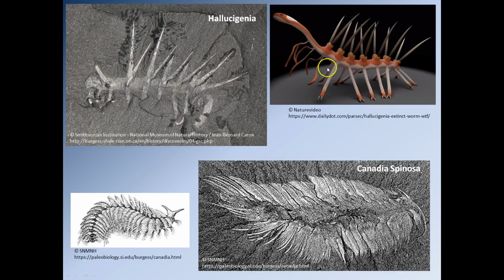And we now know that it had legs on the bottom, which it used to move around, spines on the back for protection, and now we're pretty certain which end was the head and which end was the rear.